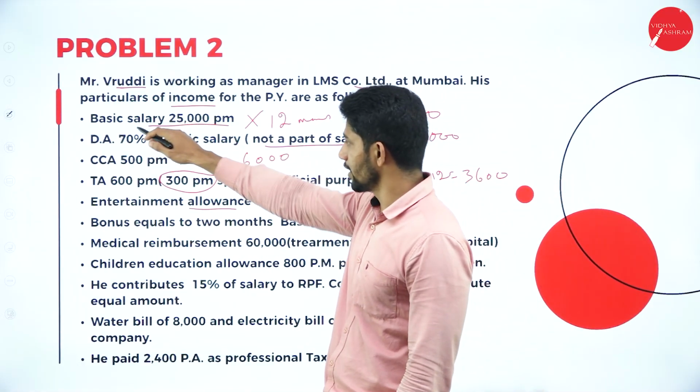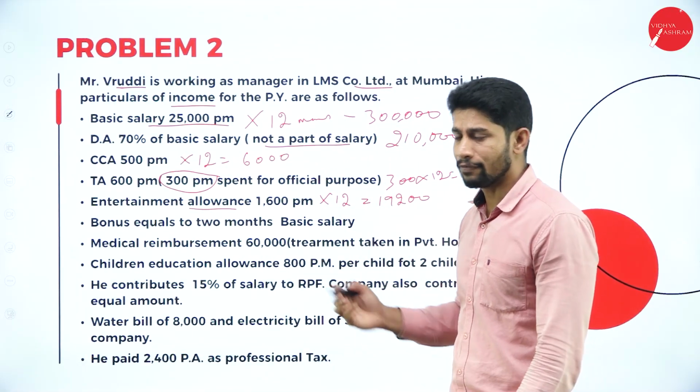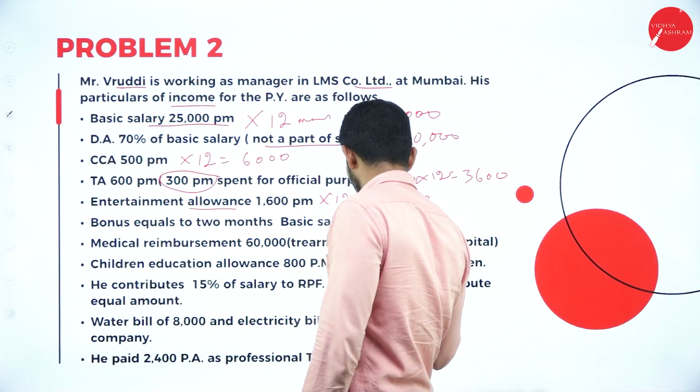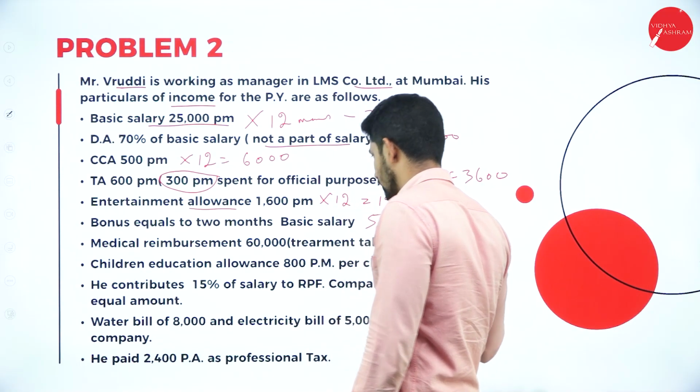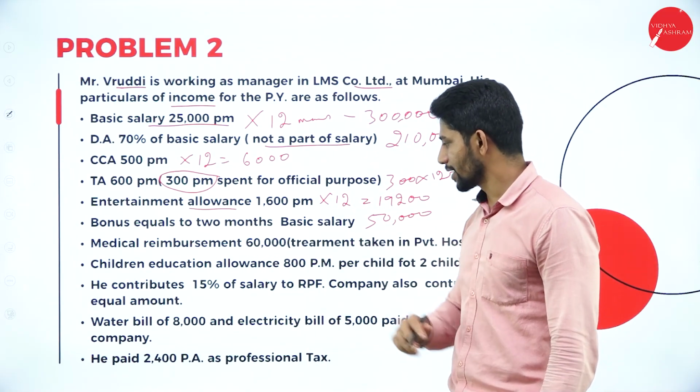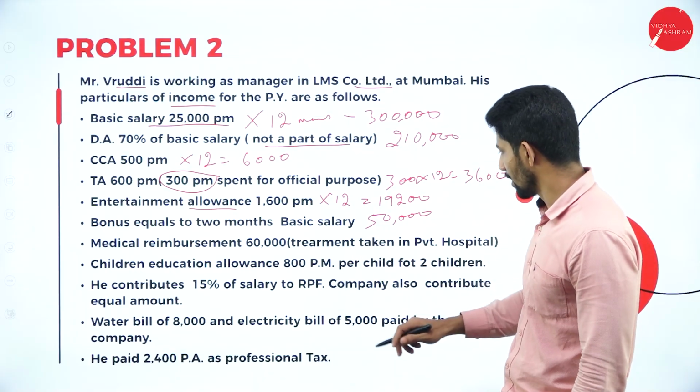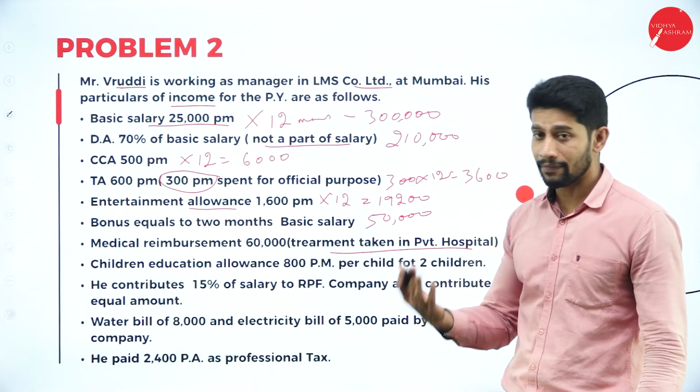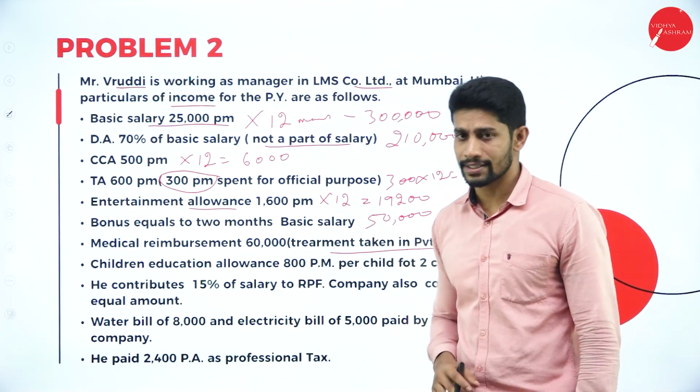Okay. Next, bonus equals 2 months of basic salary. So what is the basic salary here? 25,000, right? So 25,000 into 2, how much you will get? 50,000 is the bonus. Next, medical reimbursement is given 60,000 and the treatment is taken in private hospital. That we will see in the adjustment.